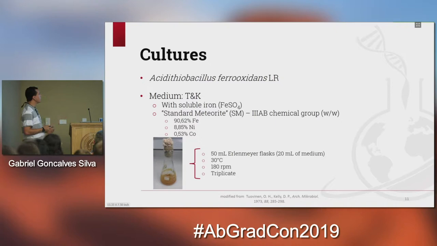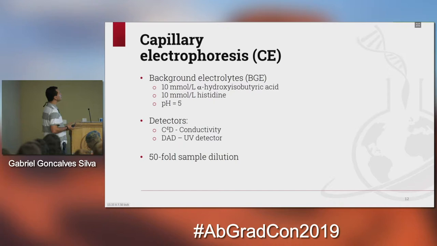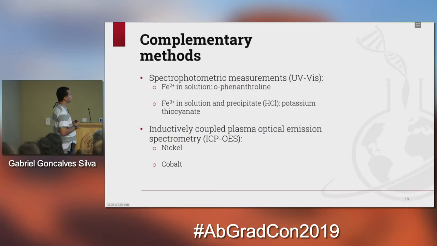In the development of the capillary electrophoresis, we used as background electrolyte a solution of 10 millimol per liter of hydroxyisobutyric acid and histidine, to work with all the species together at a pH of 5. We used two different detectors, one based on the conductivity of the material passing the capillary, and a UV detector. All the samples were diluted to have the right concentration. We used complementary methods: spectrophotometry, the classic colorimetric method for iron 2 and iron 3, to validate our data, and ICP-OES to analyze nickel and cobalt concentrations.